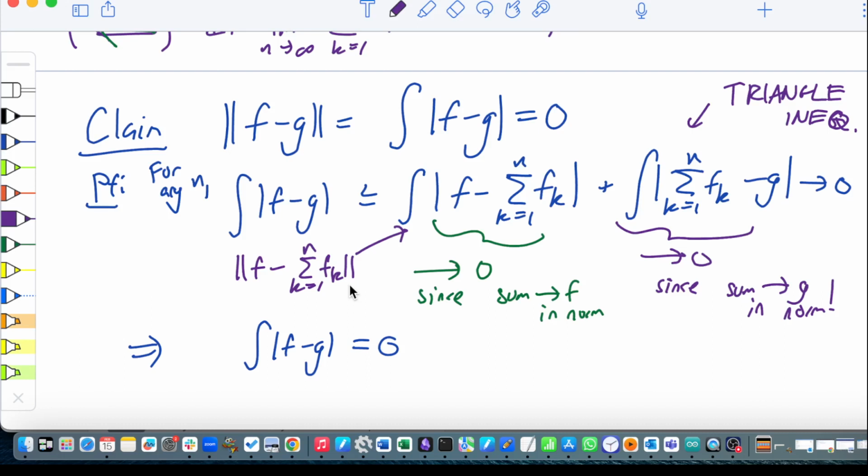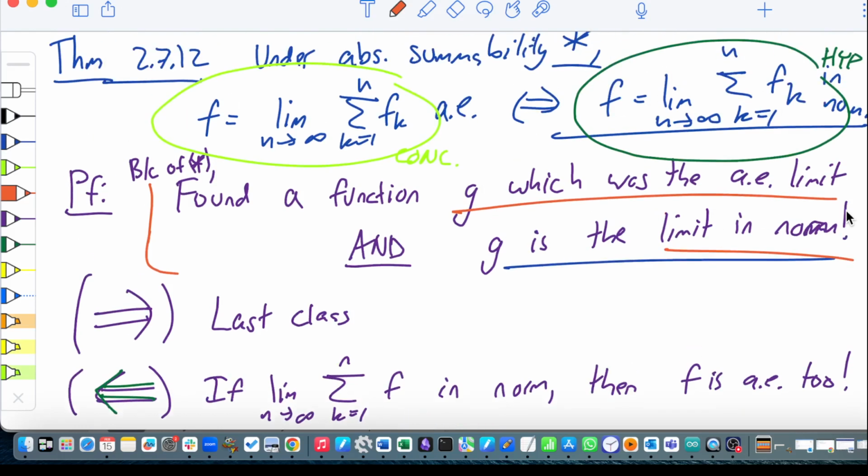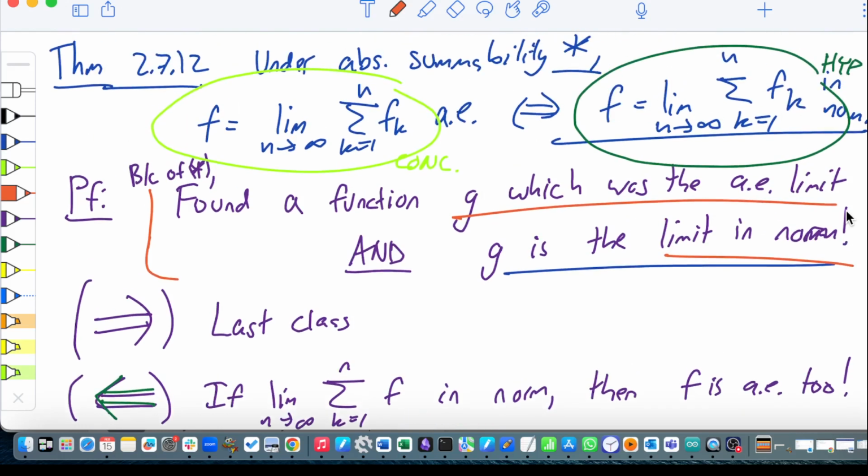The g was what we did last time, right? We found the function g, which was the almost everywhere limit and the limit in norm. I can tell you what g was. This is the g we set up last class.